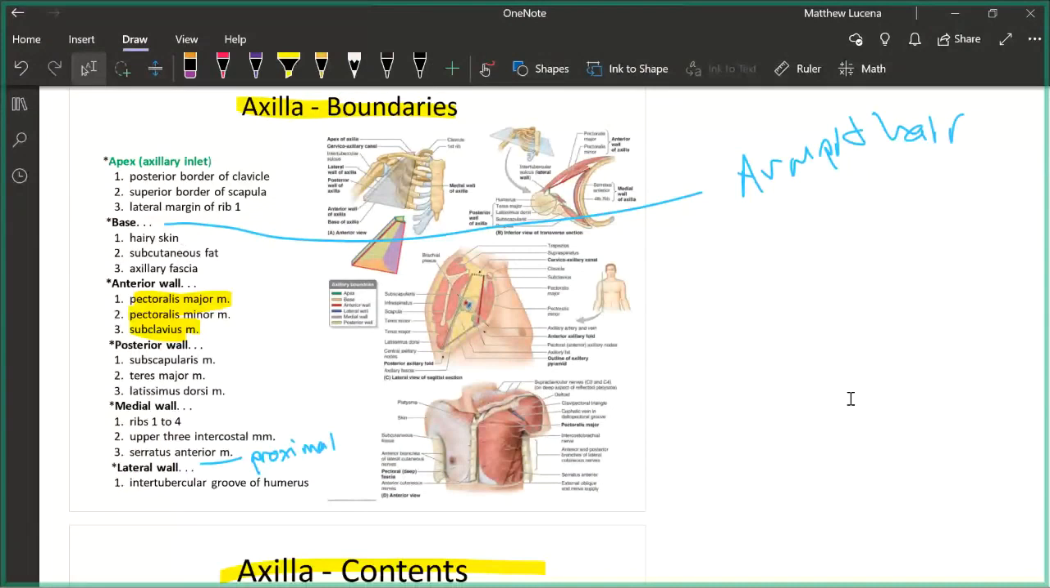Now, the reason knowing these things might be important is, like we said, our professor loved asking questions like, if there was a stab to the anterior wall of the axilla, what muscle would not be involved? So knowing that kind of thing is how it might be correlated into a question. And just think of what else might be important in the axilla.